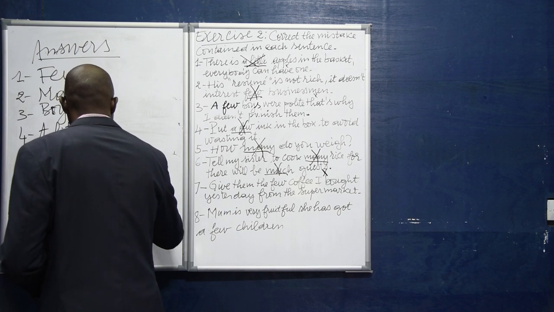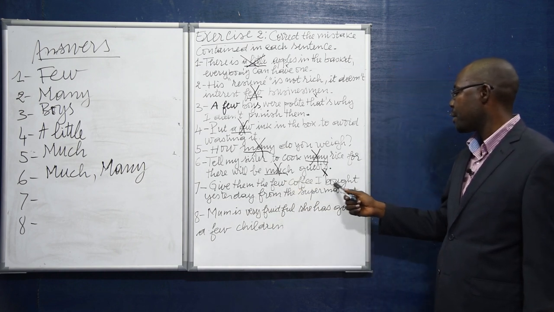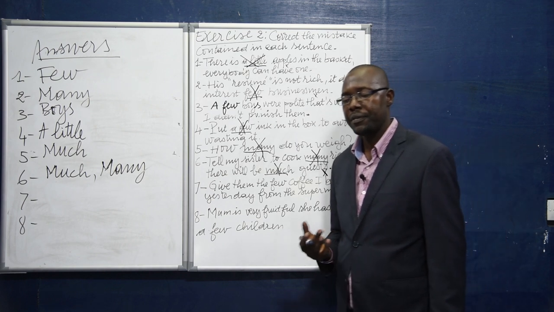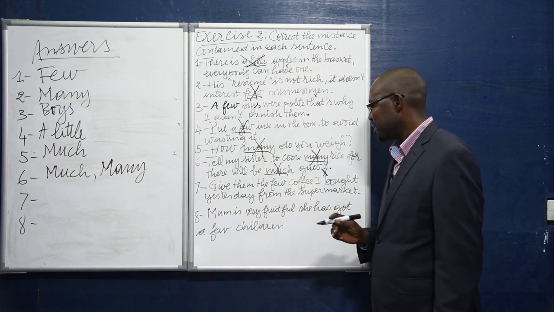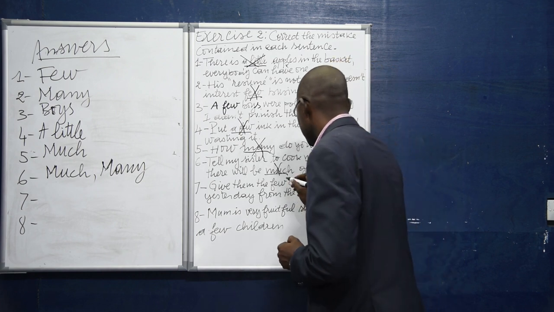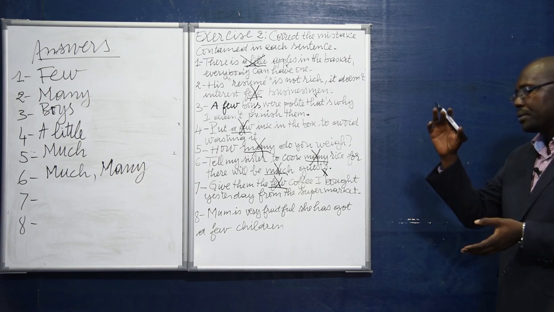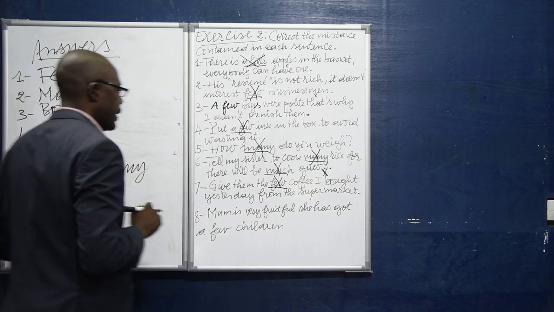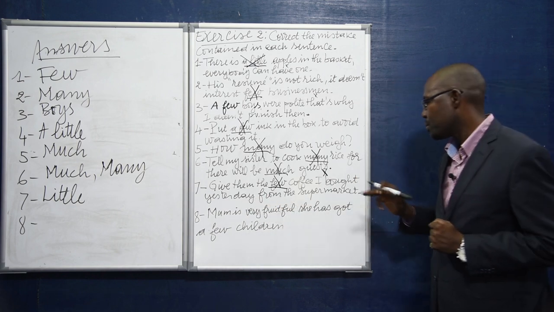So number seven, give them the few coffee I bought yesterday from the supermarket. The coffee, can we count it? It depends. Here, it's not the liquid. This must be maybe in the package. We can't count it. So here, the mistake is about the quantifier. What can we use here? Give them the little. You say little. Give them the little coffee I bought yesterday from the supermarket. Yes, it works. It's good.